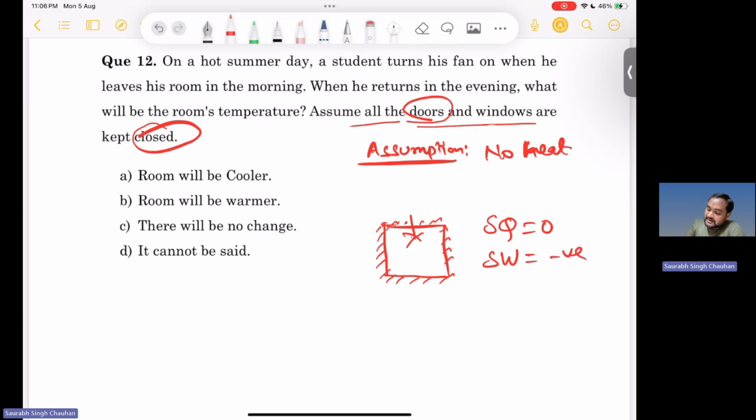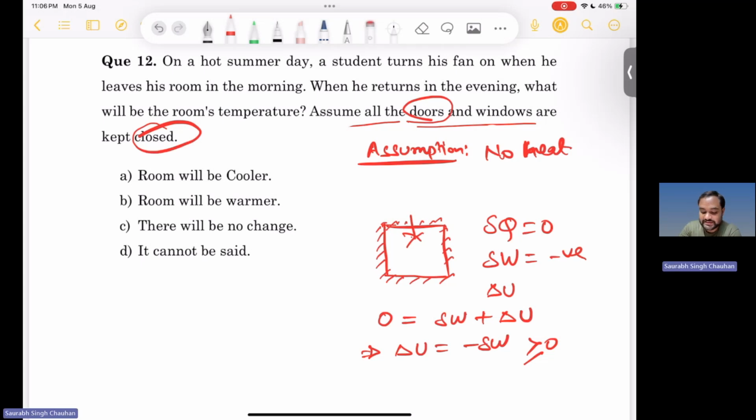So what will be delta U? From the first law of thermodynamics, you can write it as del W plus delta U is equal to 0. So delta U will be minus del W, and del W is negative. So delta U will be positive. Okay. So internal energy will increase.